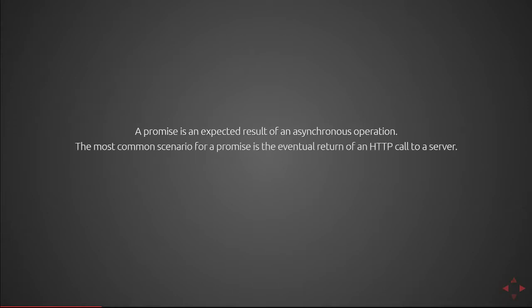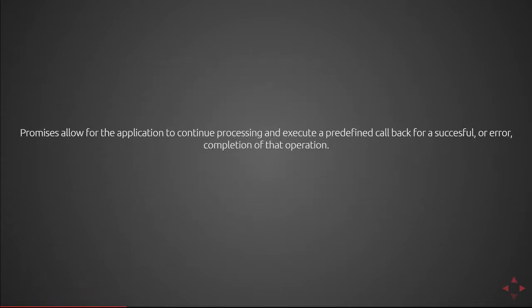So a promise is an expected result of an asynchronous operation. The most common scenario for this promise is the eventual return of an HTTP call to a server. The promise is a placeholder object that represents that operation and the future of that response. So promises allow the application to continue processing and execute a predefined callback for a successful or error scenario in the completion of that operation. So the promise is executed similar to that of a try-catch-finally block.